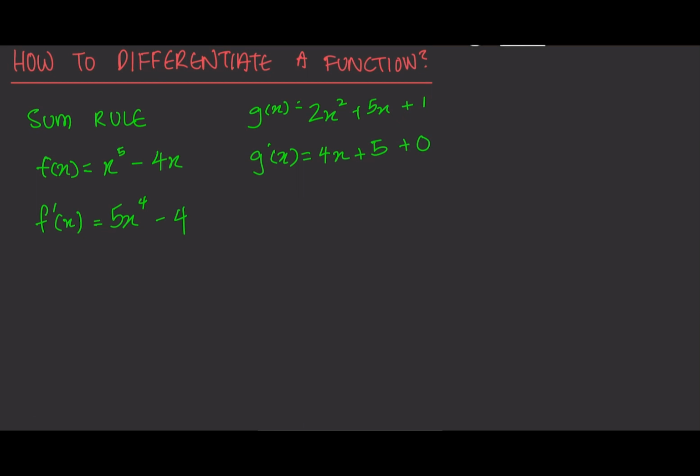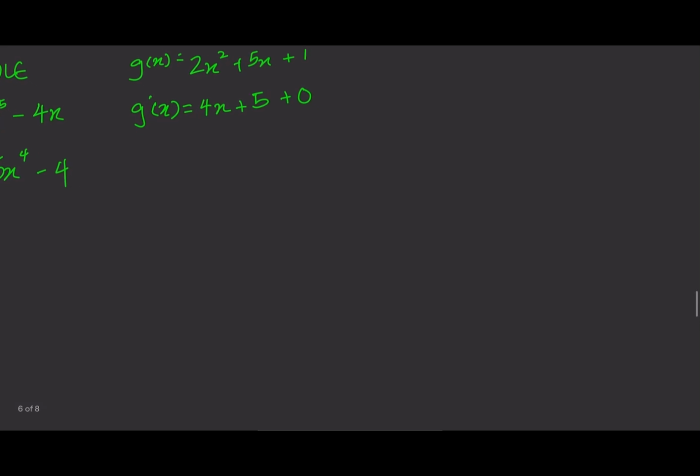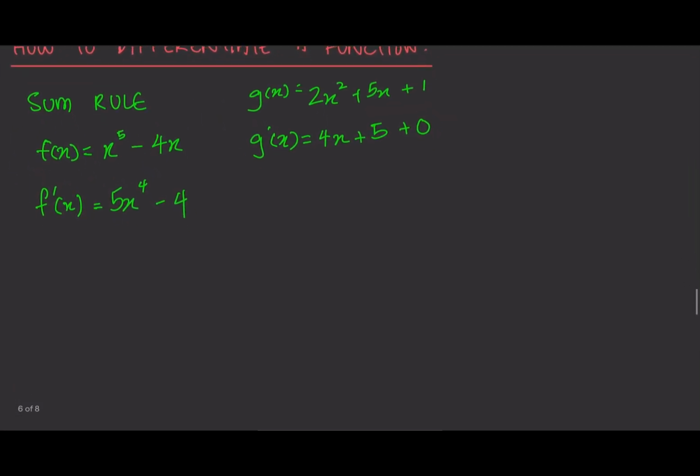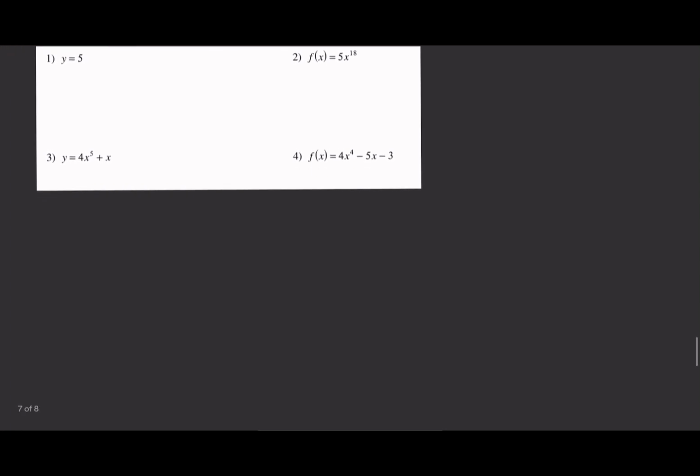Now these are just some of the main key rules, but there will be more in the next video. But before that, I want to get into some exercises we can do. So for question 1, y equals 5. How do we differentiate this? Well, remember it's a constant, so dy/dx is always equal to 0.